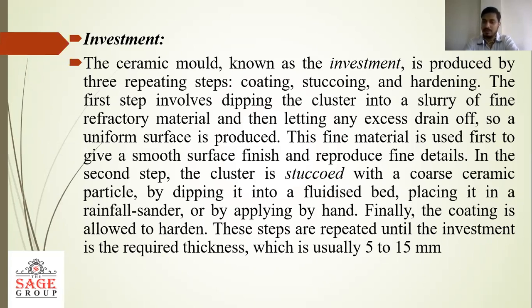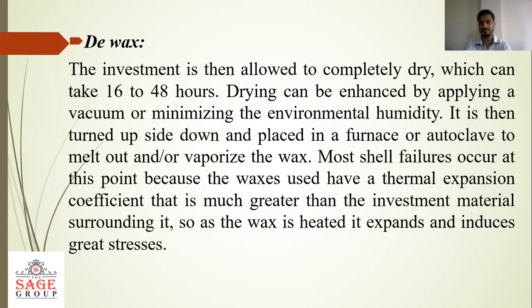In the second step, the cluster is stuccoed with coarse ceramic particles by dipping it into a fluidized bed, placing it in a rainfall sander, or applying it by hand. Finally, the coating is allowed to harden. These steps are repeated until the investment is the required thickness, which is usually 5 to 15 mm.